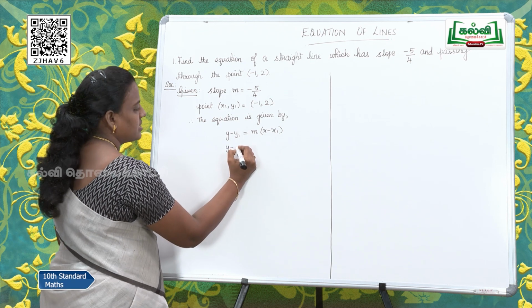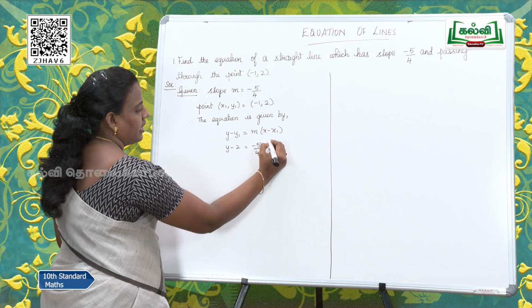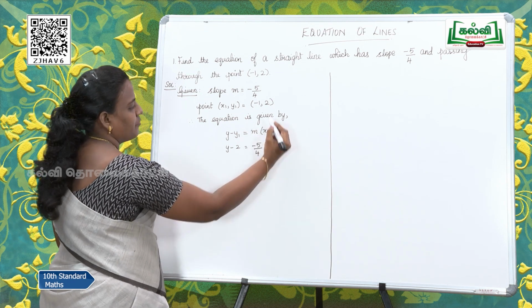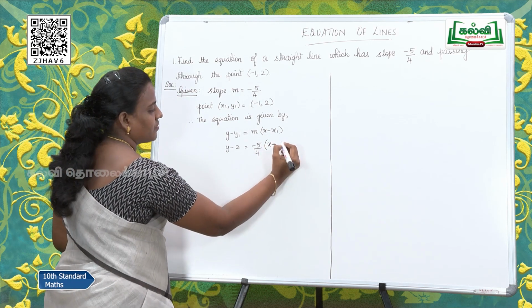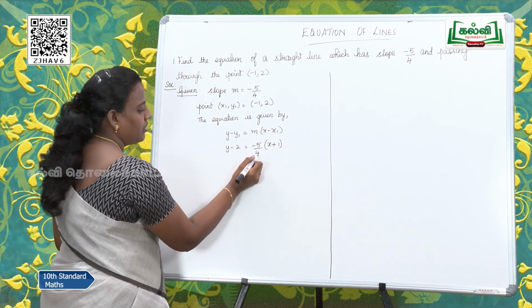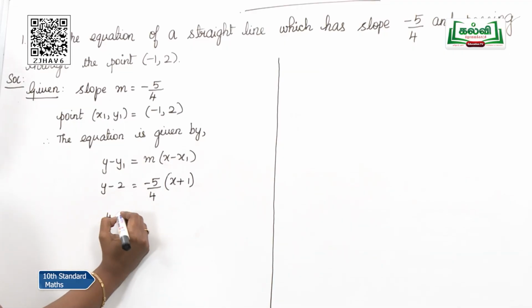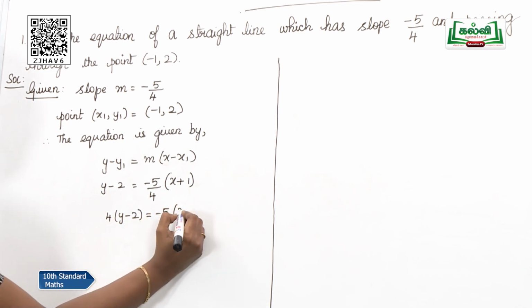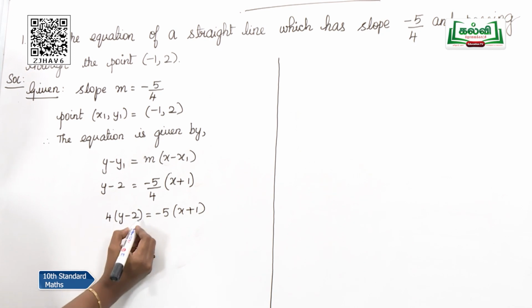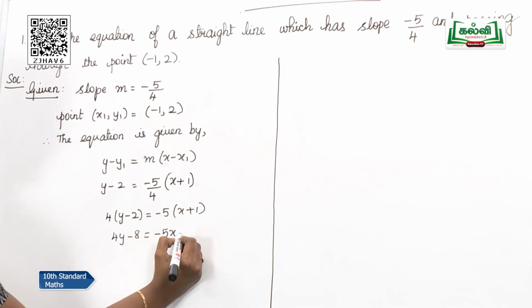So y minus y1 is 2, m is minus 5 by 4, x, already a minus in the formula, here a negative. So negative of a negative number will become a positive number. So plus 1. Now what I will do, I will cross multiply. I am going to simplify this. So what do I get? 4 into y minus 2 is equal to minus 5 into x plus 1. So multiply 4 inside. So I get 4y minus 8 is equal to minus 5x minus 5.